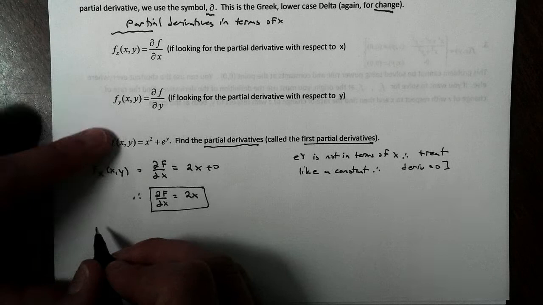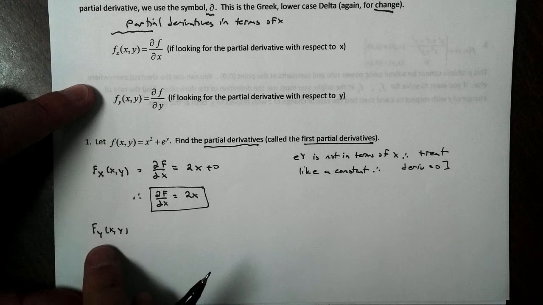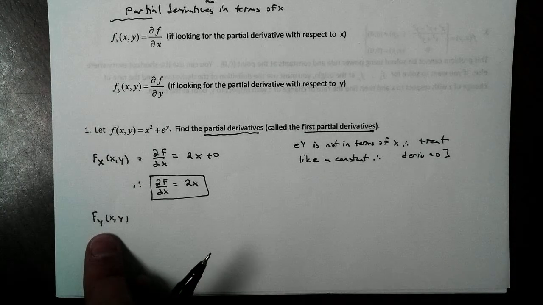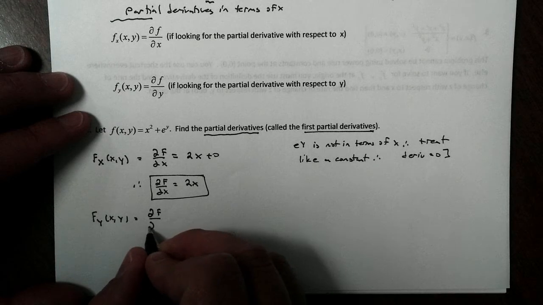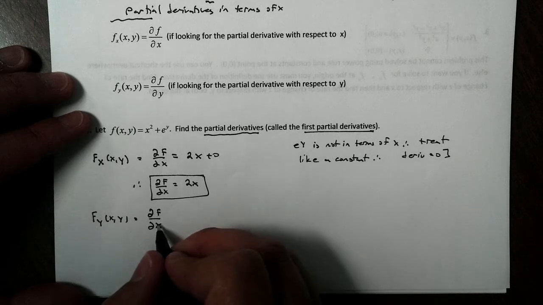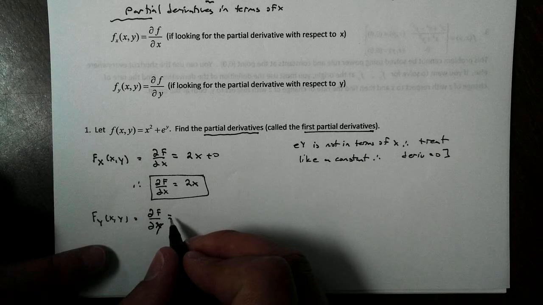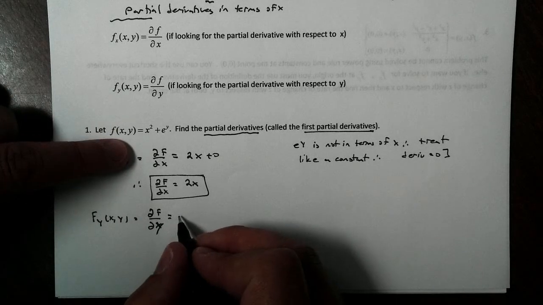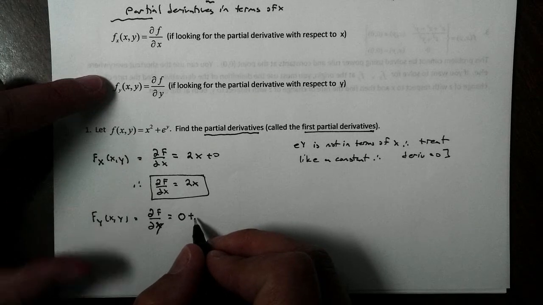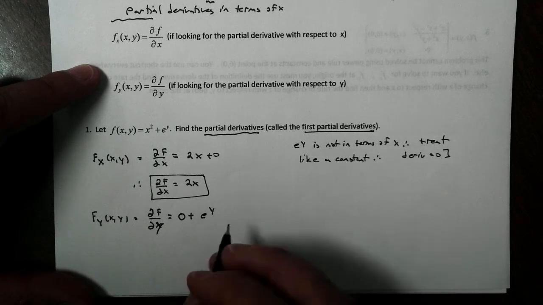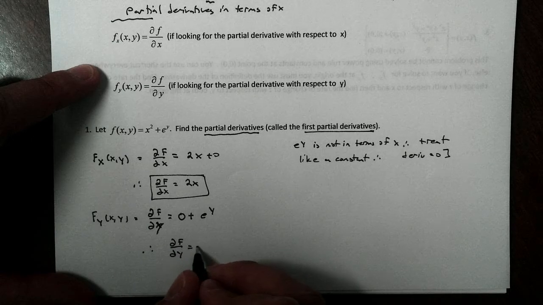If I want to find the partial derivative with respect to y, it's f sub y of x, y. Remember, we're not using primes right now. We're using f sub y. This is the same notation as the partial of the function with respect to y. And taking the derivative, in this case x squared is a constant because there's an x, there's no y there, so that becomes 0, plus e to the y. Well, e to the y is its own derivative. That's just e to the y. Therefore, our partial derivative with respect to y is just e to the y.